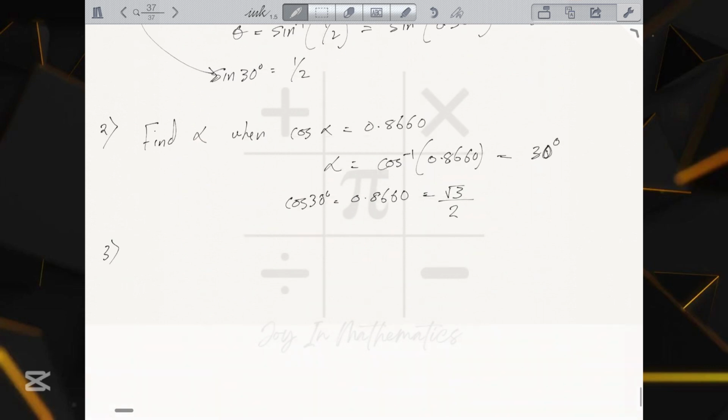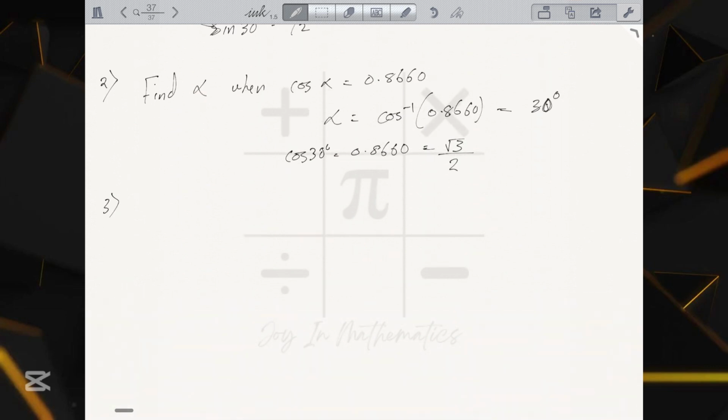Let's take a new example. Maybe we'll just pick a random number and we're asked to evaluate the inverse cos, or let's say the inverse sine, as the case may be. Now we have to evaluate beta when cos beta is equals to, let's say, 0.2588. Now you can pause the video right away and give this a try.